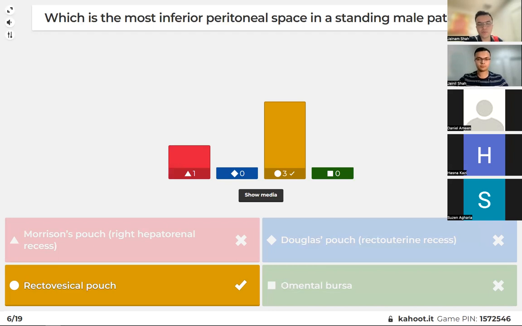And of course, you all probably know that omental bursa is just a fancy term for the lesser sac, which is not really involved with all these dependent fluid accumulations. That's more for when you have, for example, perforated arteries with peptic ulcers and stuff like that, which we will discuss later on. Well done for picking yellow.